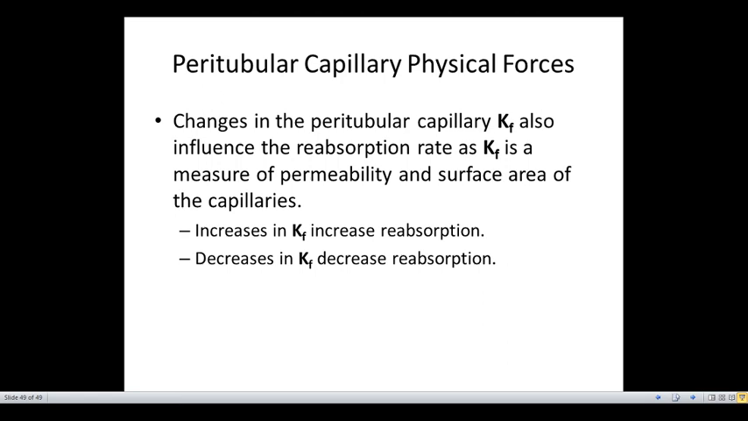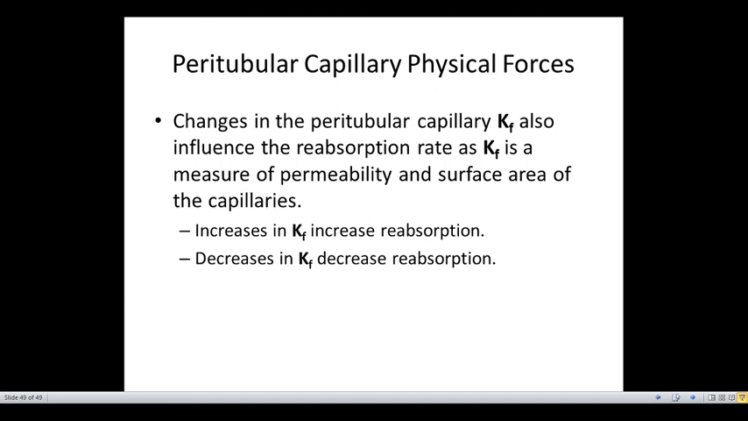Changes in the peritubular capillary coefficient Kf also influence the reabsorption rate, as Kf is a measure of permeability and surface area of the capillaries. Therefore, increases in Kf increase the reabsorption, and decreases in Kf decrease the reabsorption into the peritubular capillaries.